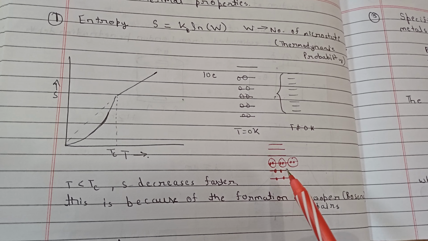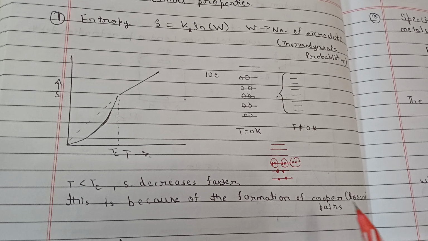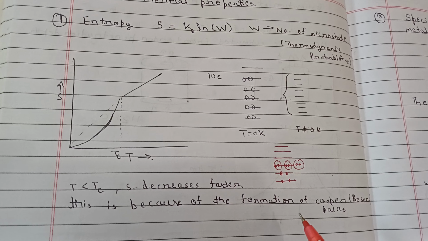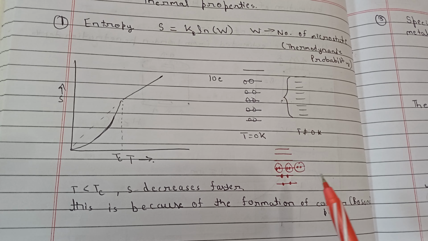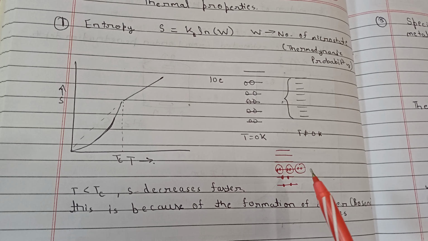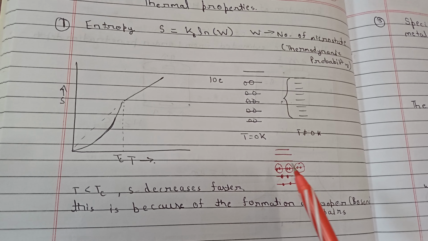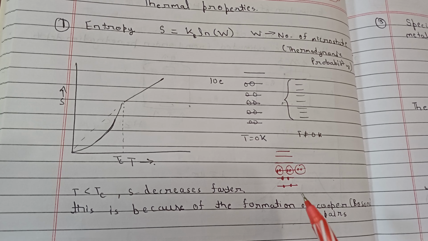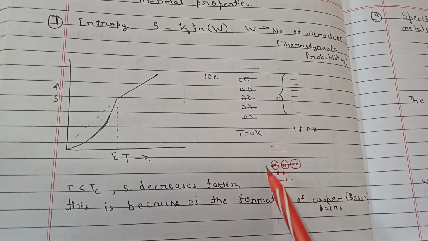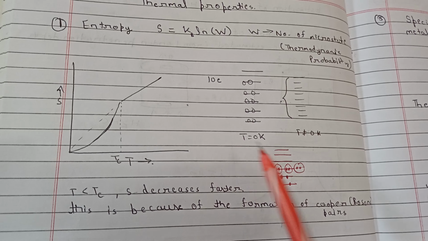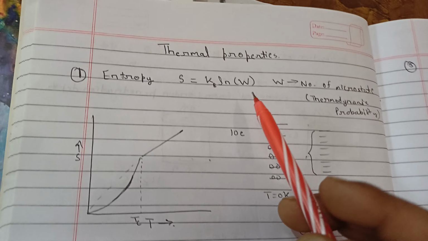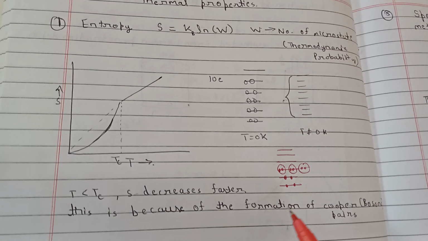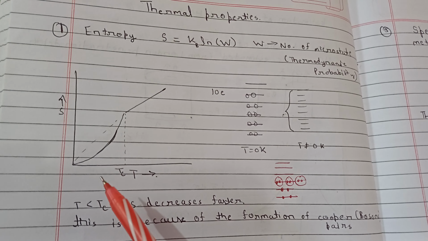When bosons form, remember that bosons are particles which don't follow the Pauli exclusion principle, which means more than one can exist in a single state. So more than one Cooper pair can exist in the same state. The total number of states required is less for the same number of particles, and as W decreases, S decreases. That's why S decreases faster, because of the formation of Cooper pairs.